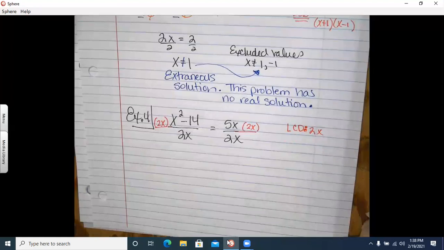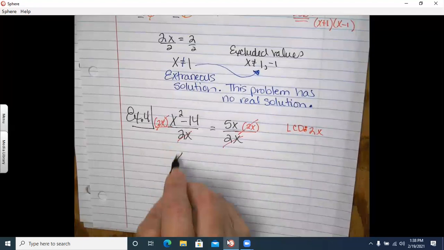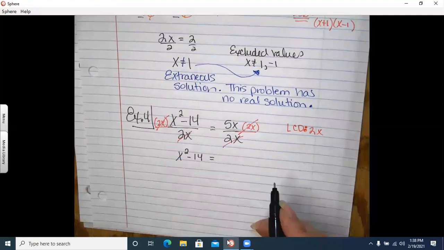On the left side, 2x cancels. On the right side, 2x cancels. Loving it. Anybody confused? All right, let me write what's left. So I have on the left side of the equation x squared minus 14. Bring down your equal sign. On the right side, I have 5x.